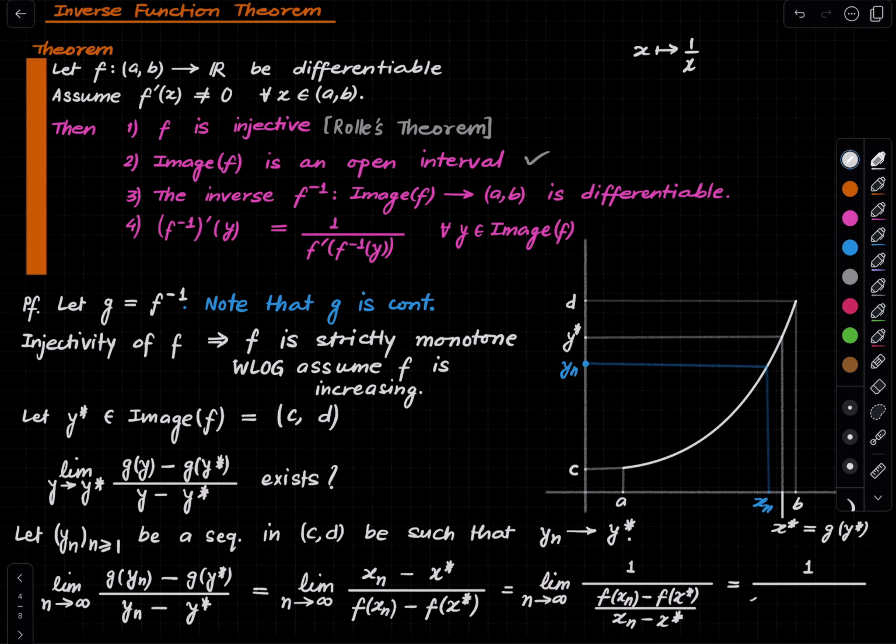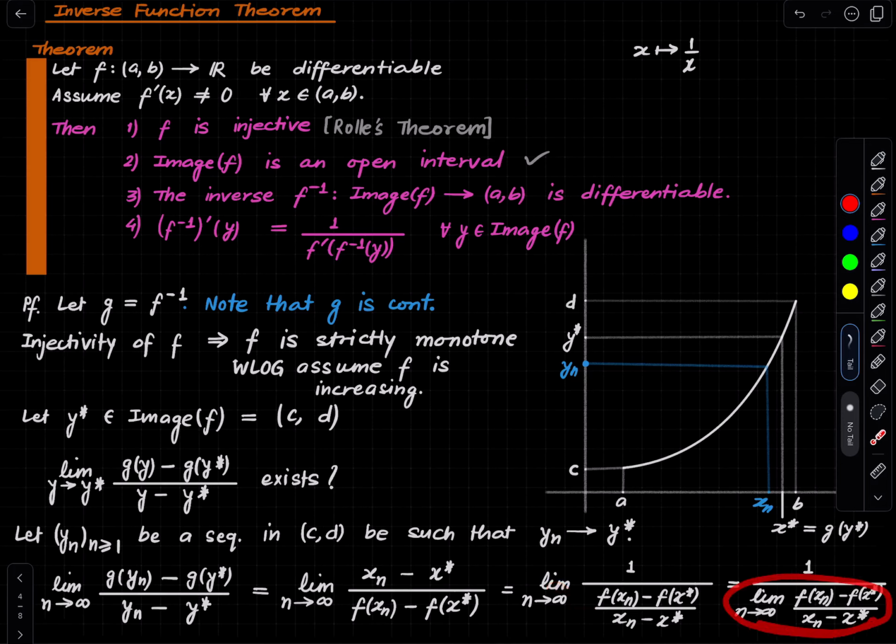This is equal to limit n going to infinity. Right, I hope that is readable. So limit kind of pushes inside, and this we know exists, so therefore this guy exists. But what is this? This much is equal to the derivative of f at x star. So this whole thing is 1 upon f prime x star.